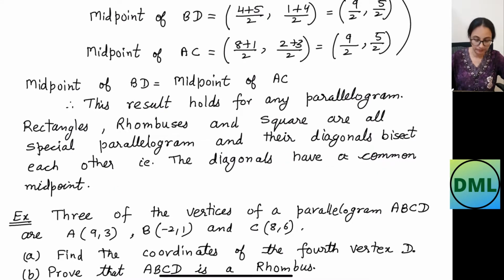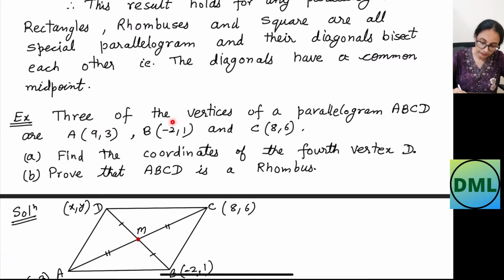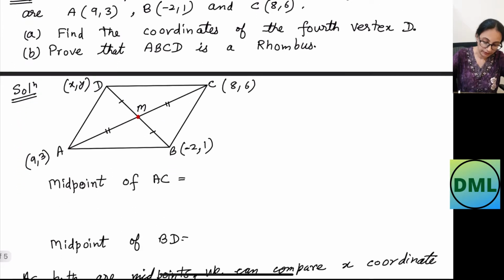Let's take one more example. Three of the vertices of a parallelogram ABCD are A (9, 3), B (minus 2, 1) and C (8, 6). First, find the coordinates of the fourth vertex D. Second, prove that ABCD is a rhombus. As you can see, I have plotted the diagram for you.